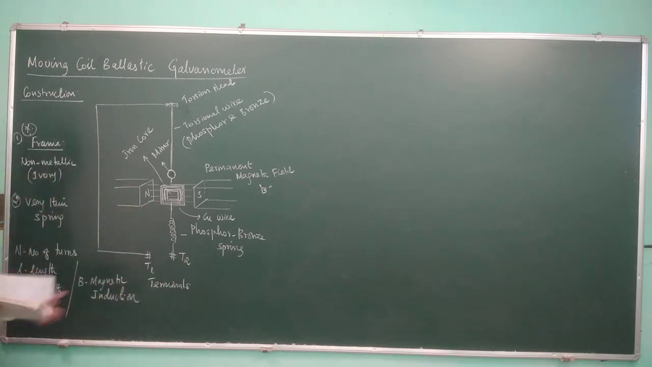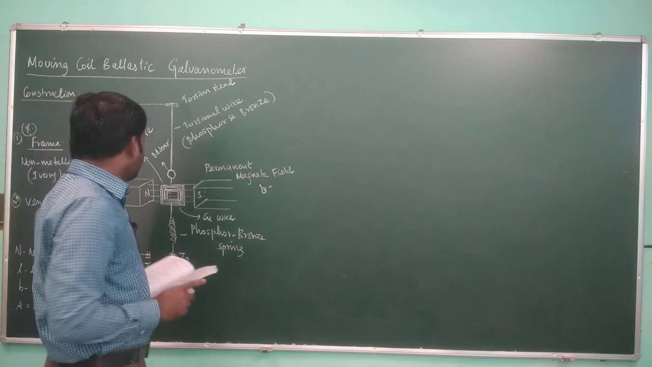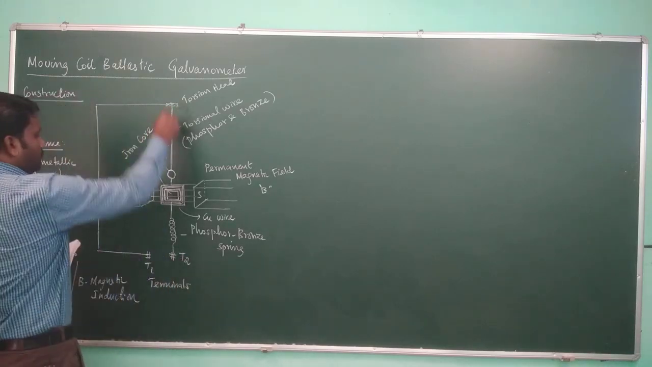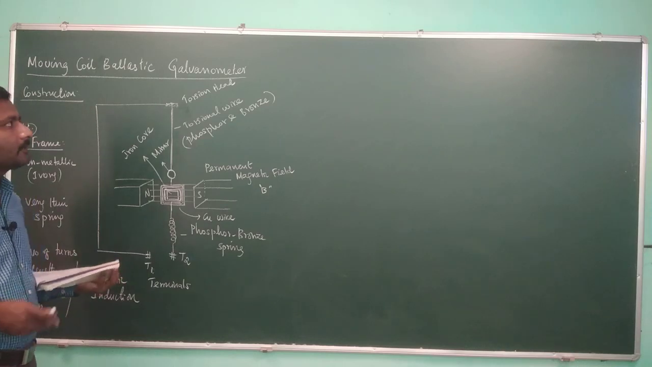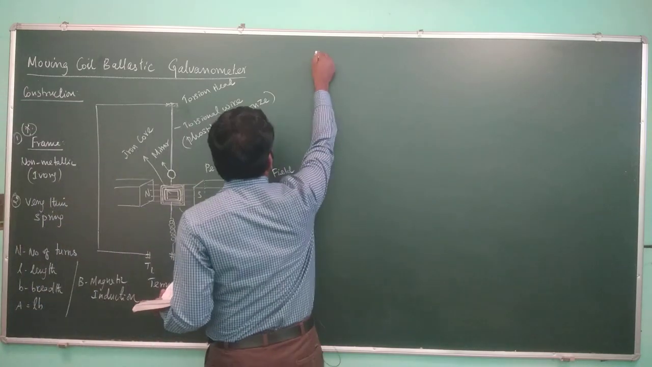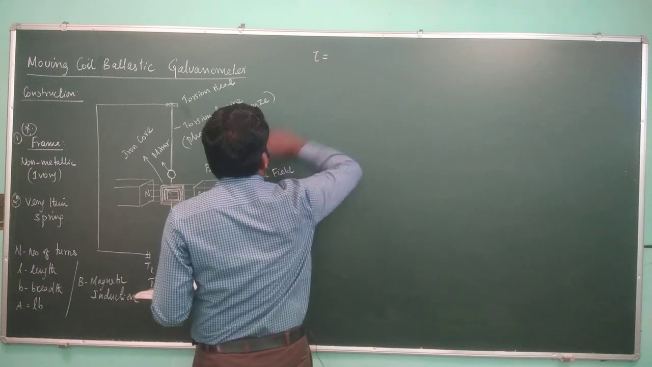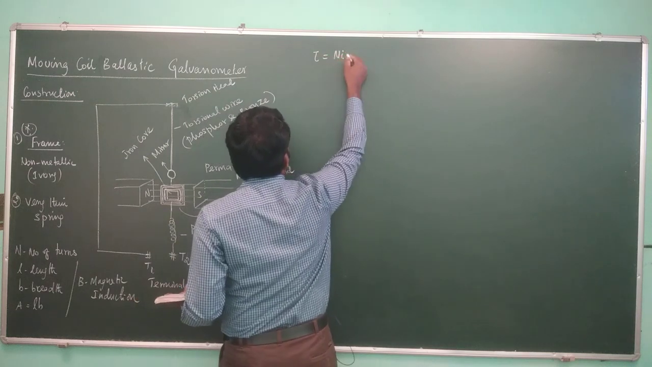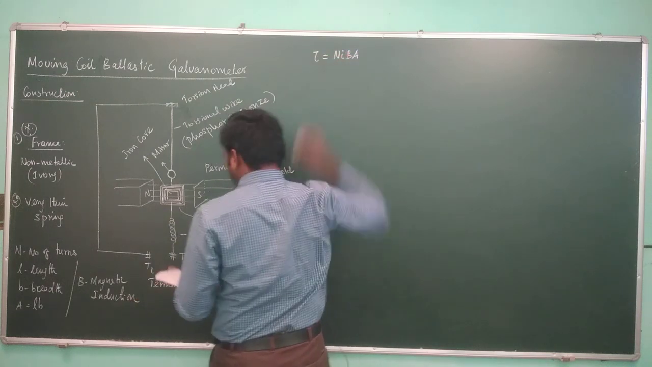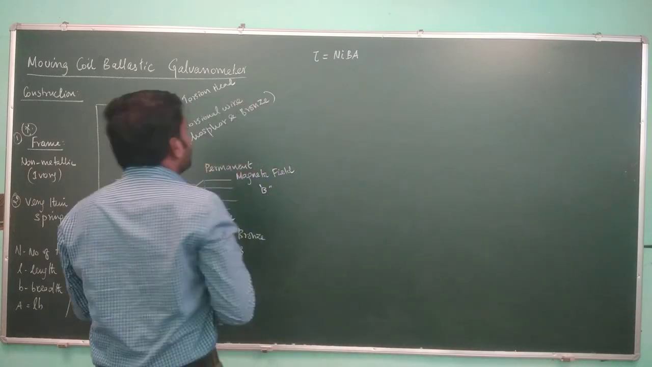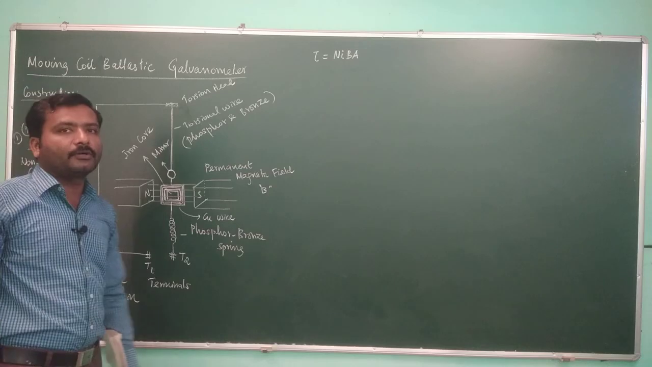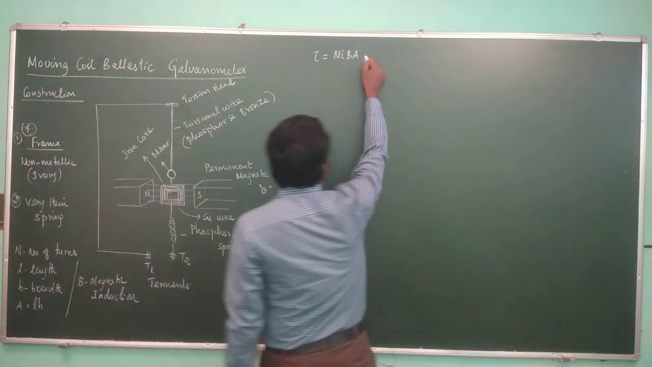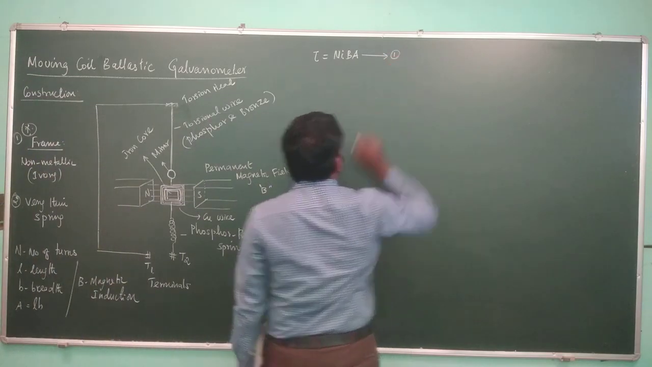So with these parameters we can write that when a current passes through this coil, it experiences a torque, and the expression for the torque that we have already written many times is N I B A, where N is the number of turns, I is the current passing through it, B is the magnetic induction, and A is the area of the coil. Let this be equation number 1.